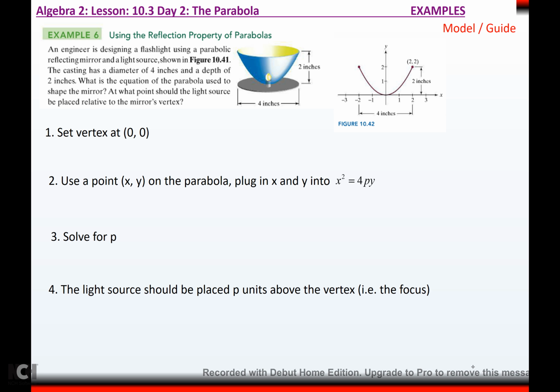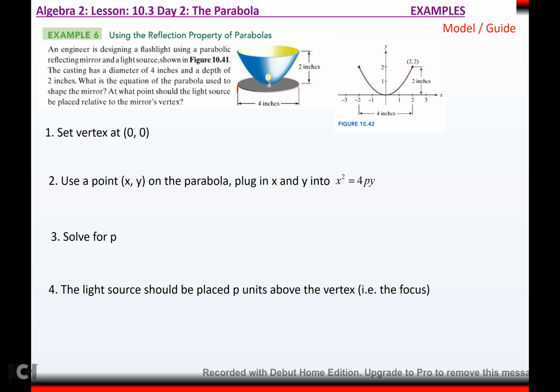Alright, an engineer is designing a flashlight using a parabolic reflecting mirror and a light source shown in this figure. The casting has a diameter of 4 inches, so from one end to the other it's 4 inches, and a depth of 2 inches. What is the equation of the parabola used to shape the mirror, and at what point should the light source be placed relative to the mirror's vertex?